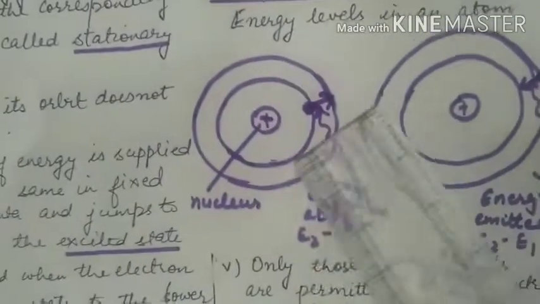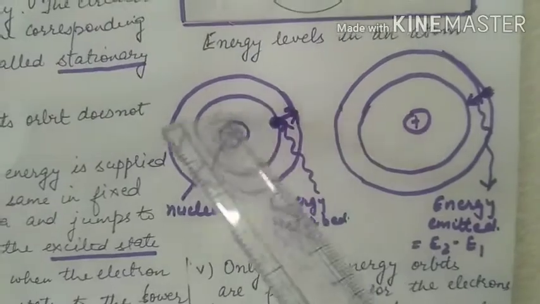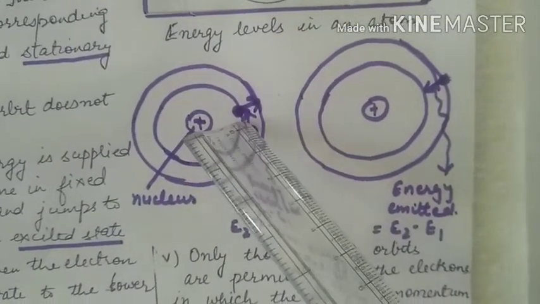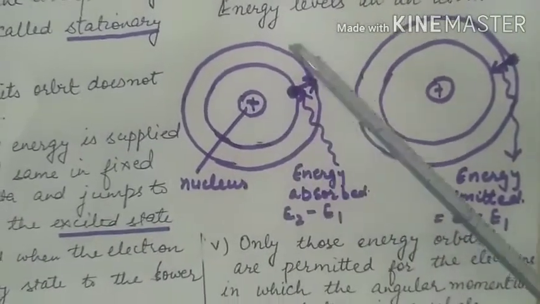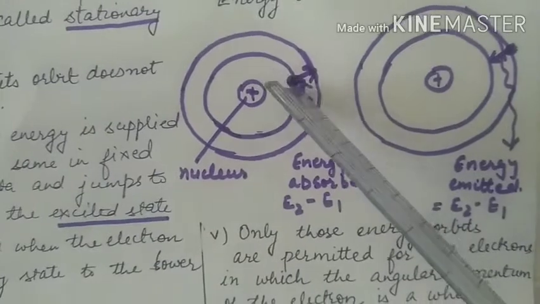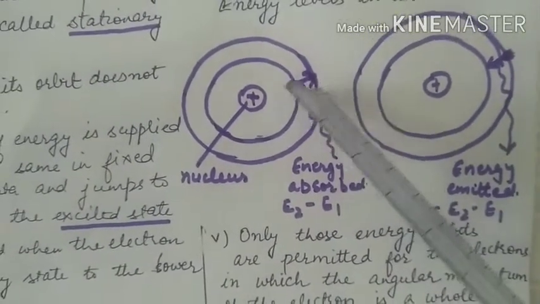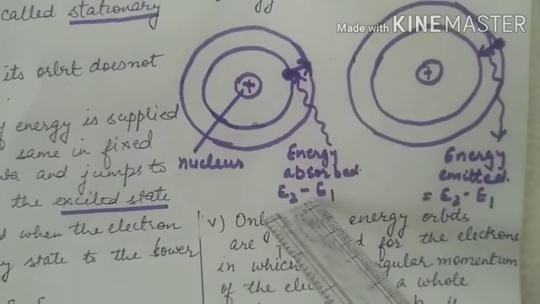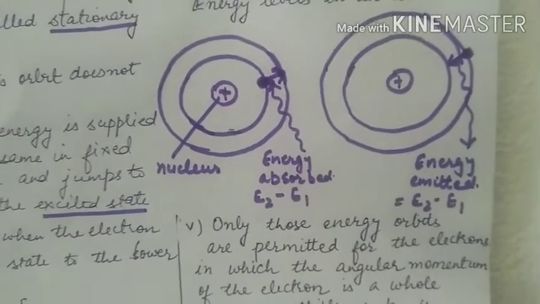So here we see that this is the orbit in which the electron is normally present, and when it is present here, it's called the ground state of the atom. If energy is supplied from outside to this electron, it jumps to a higher energy state, and the amount of energy absorbed is the difference in energy of the two levels. So delta E will be E2 minus E1. This much energy will be absorbed.